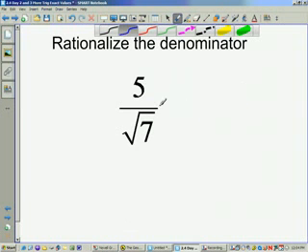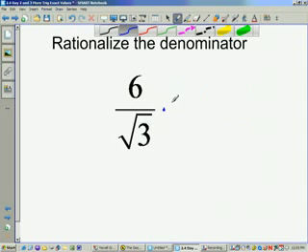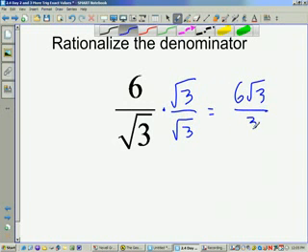To rationalize the denominator, we don't want a square root in the denominator, so we multiply the numerator and the denominator by root 7. So this would be 5 root 7 over 7. Well, this would be root 49, and the square root of 49 is 7. Same thing here. This would be root 3 over root 3. So this would be 6 root 3 over 3. Now in this case we can simplify this. 6 divided by 3 is 2. So this will be 2 root 3.